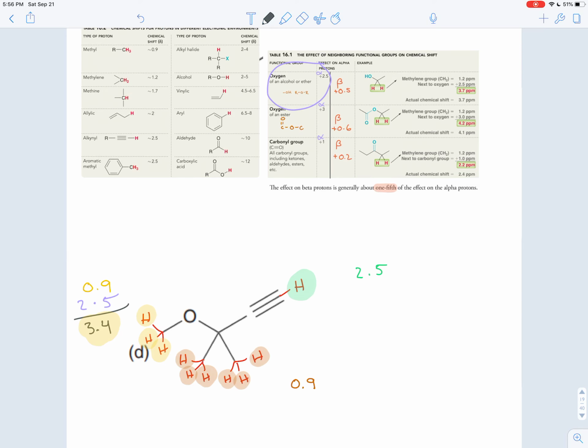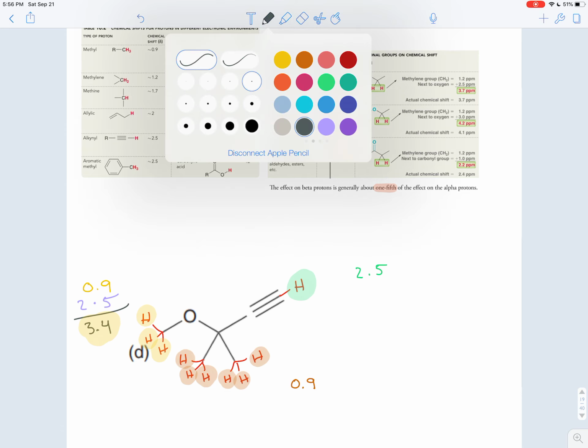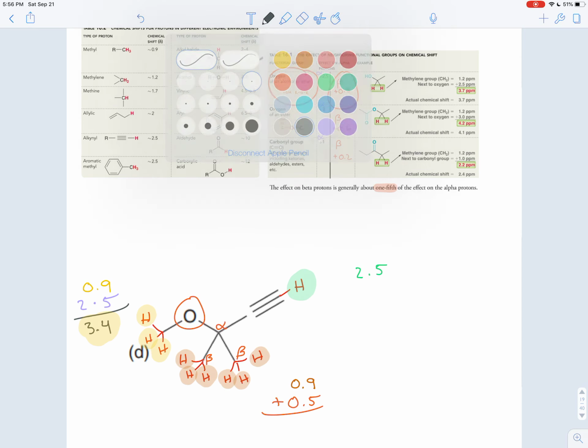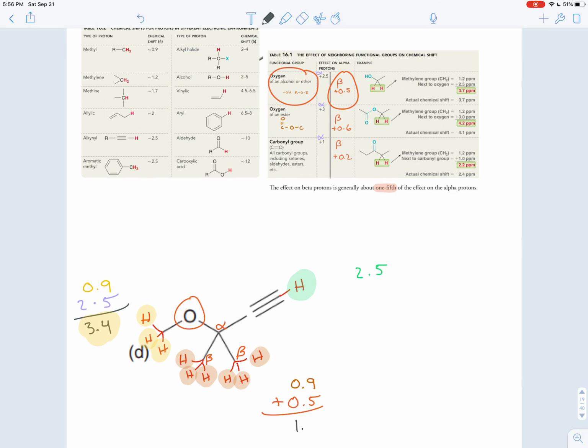Okay, how about the brown hydrogens? Well, those are beta. Right, here's our ether. Those are beta to the ether. There's the alpha position, and the next position away is the beta position. All of those hydrogens are on the beta position. If you are beta to an ether, you add 0.5. So you'd get another shift there. You'd add 0.5 to that, and ultimately you would expect to see the peak for those hydrogens at 1.4.